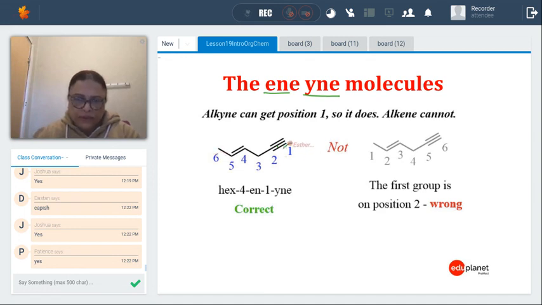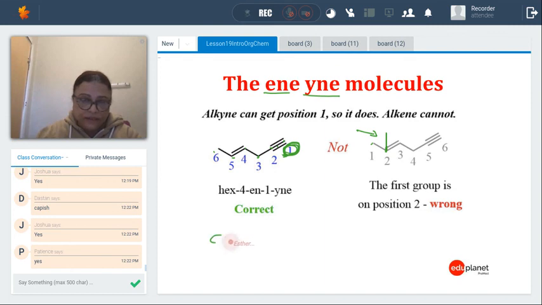So the first multiple bond is at position 1. I look at where the multiple bond is, and it doesn't matter that it is a triple bond, it starts at position 1. If I count this way, the multiple bond will start at position 2. So let's count: 1, 2, 3, 4, 5, 6.